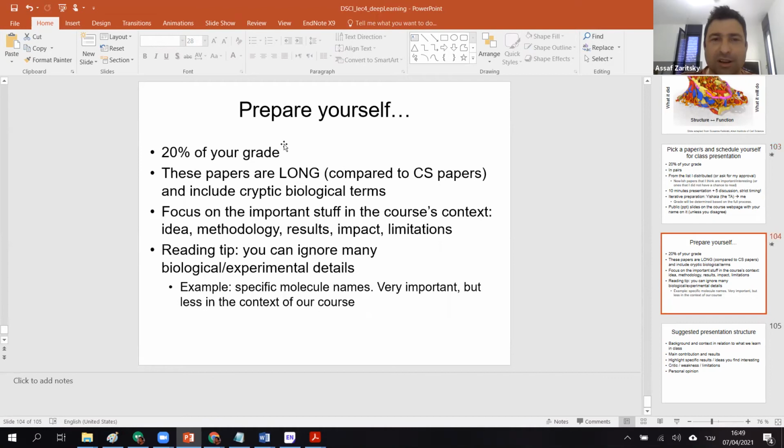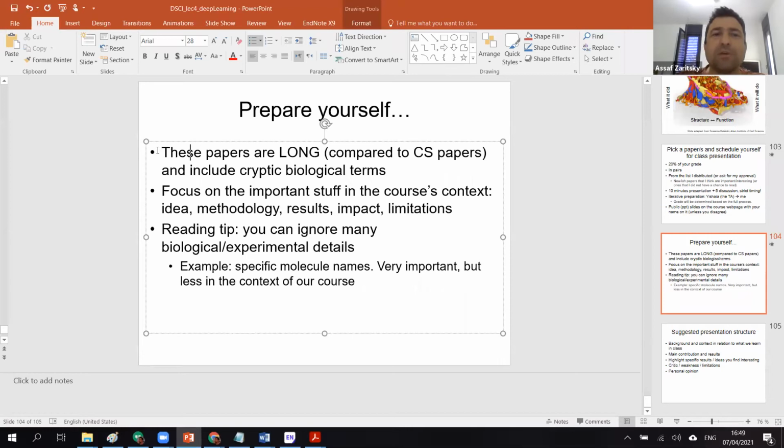A few tips. Most of the papers are long. Think about the CARE paper. Think about how many things they did there, how much data from here and from there, and they checked that and that. It's crazy, right? These are big, massive papers, so you need to prepare yourself mentally for that. It's a hard read, and the biology is not helping either. We are computer scientists. We don't know biology, and the terms are confusing. So this is going to be a big challenge.